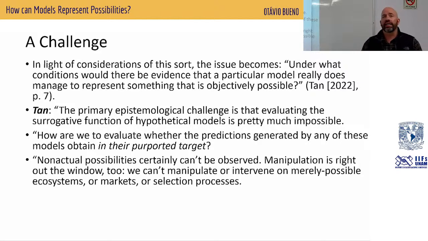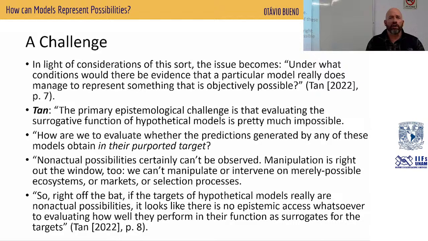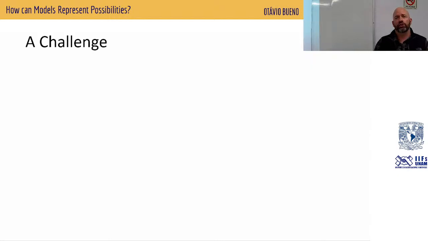Non-actual possibilities certainly cannot be observed. Manipulation is right out the window. We cannot manipulate or intervene on merely possible ecosystems or markets or selection processes, right? So all the familiar tools to intervene and get some information are not available. So right off the bat, if the targets of hypothetical models really are non-actual possibilities, it looks like there is no epistemic access whatsoever to evaluating how well they perform their function as surrogates for the targets, right? So that's the case for the first challenge, right?